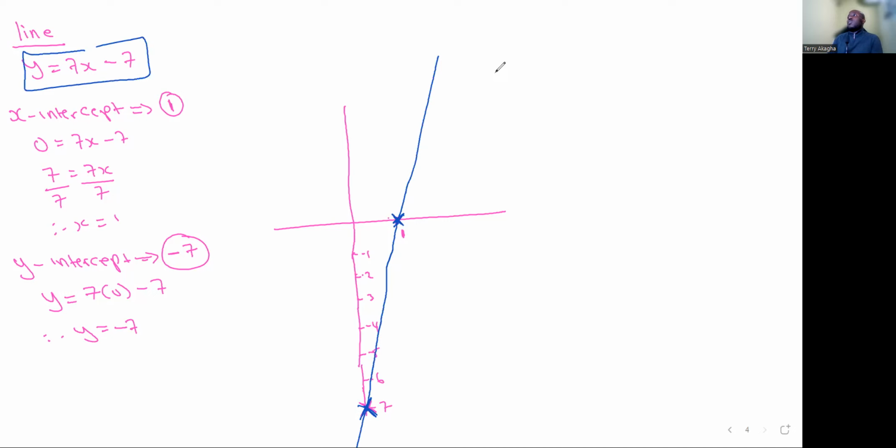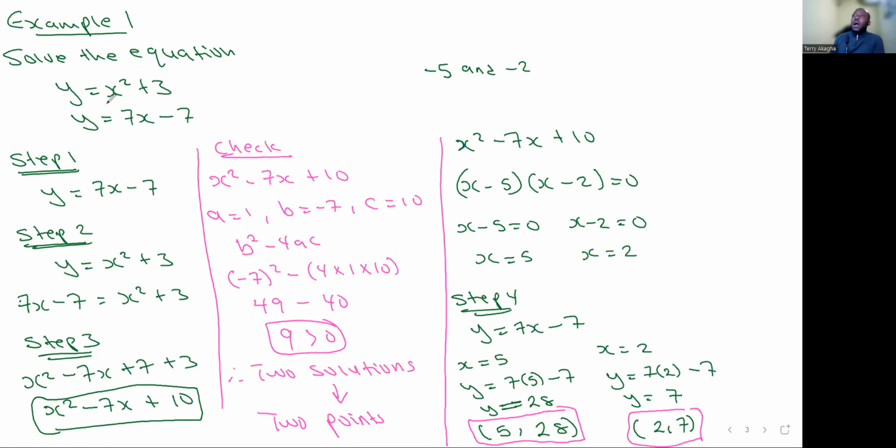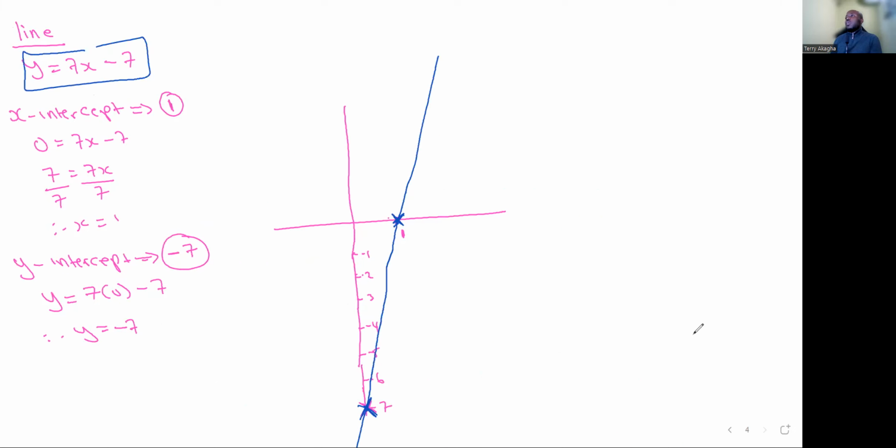So the next thing we need to do is sketch the other one. The other one, we have the curve, y is equal to x squared plus 3. So we're going to sketch the curve now. So we have y is equal to x squared. Is it plus 3 or minus 3? Plus 3. So to sketch it, the first thing you need to find is the shape. Because a is greater than 0, it's going to be a U shape.